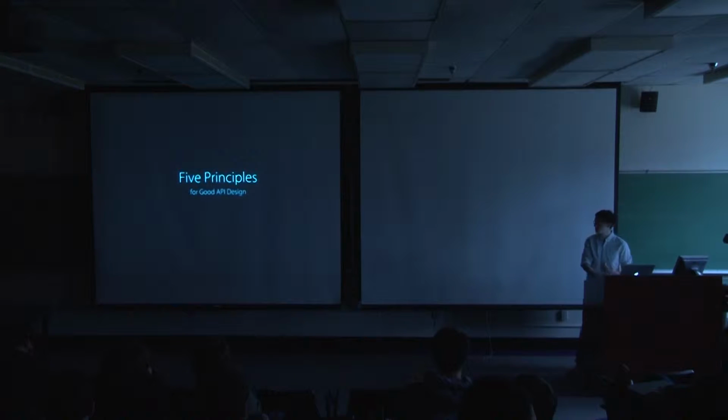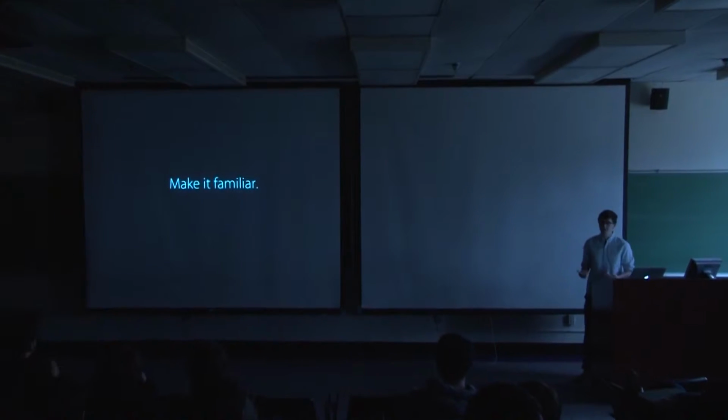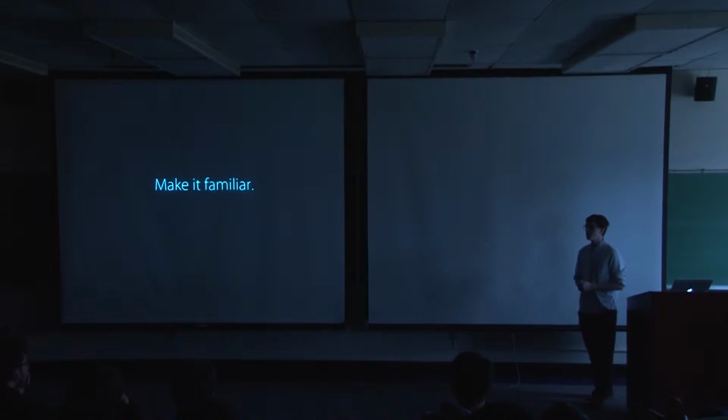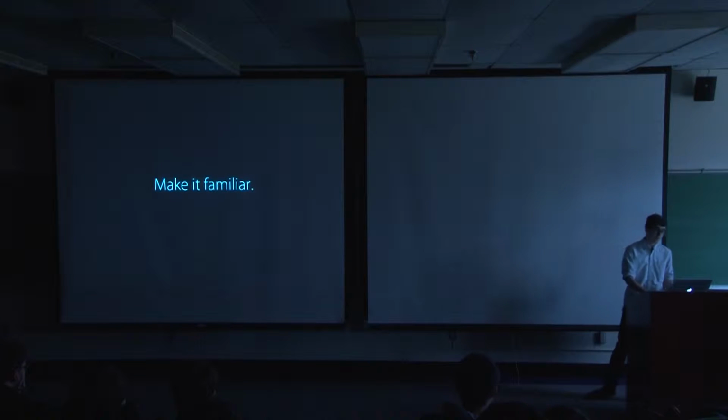So I put together 5 principles of good API design. The first one is make it familiar. Make sure that you know the platform and the frameworks that you're working with, and you know the kind of styles of what works well. And make sure that you use those, because people that are using your code are going to be expecting that kind of behavior, so you should follow that.